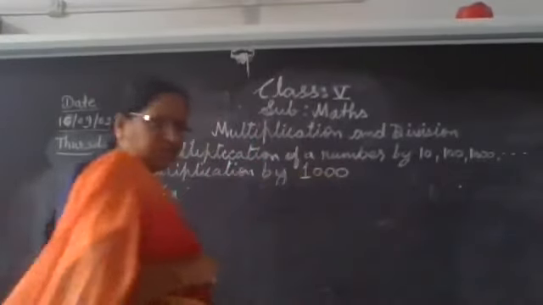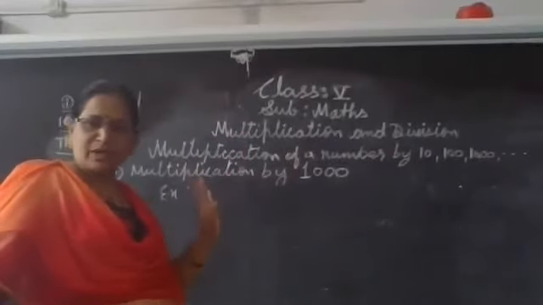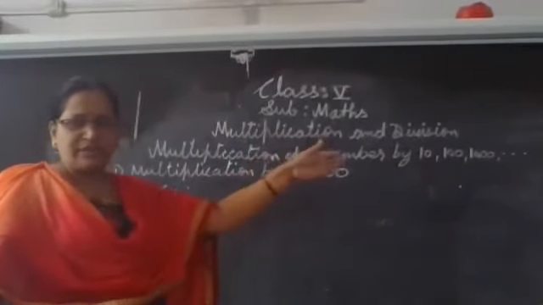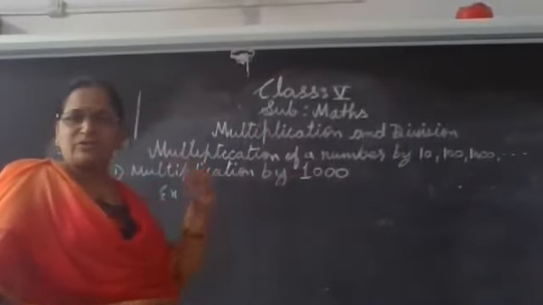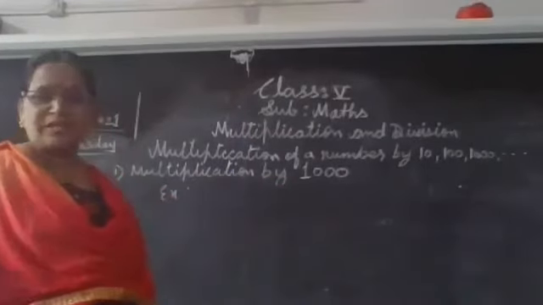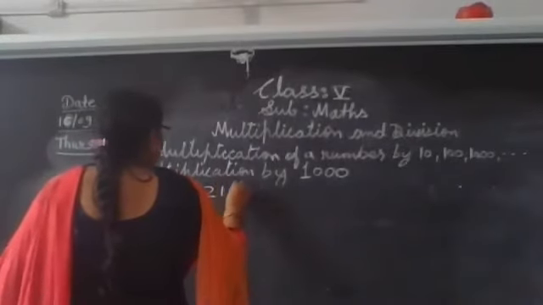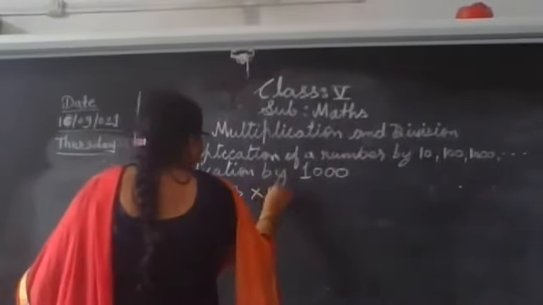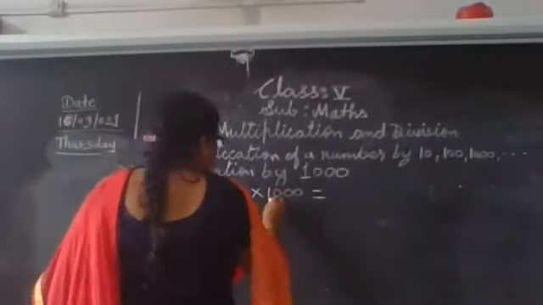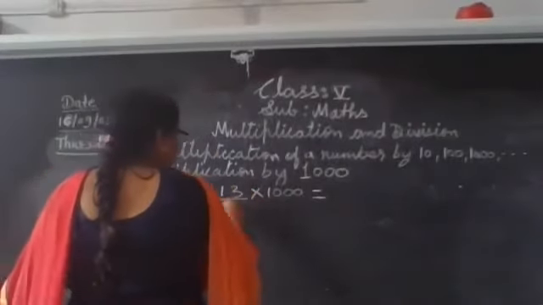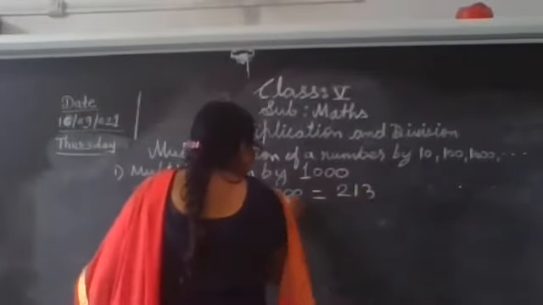Multiplication by 1000. So it is the same as the previous multiplication. 10 has 1 zero, so we will write 1 zero. 100 has 2 zeros, so we will write 2 zeros. And here 1000 has 3 zeros. For example, see, 231 multiplied by 2000. And it has 3 zeros.